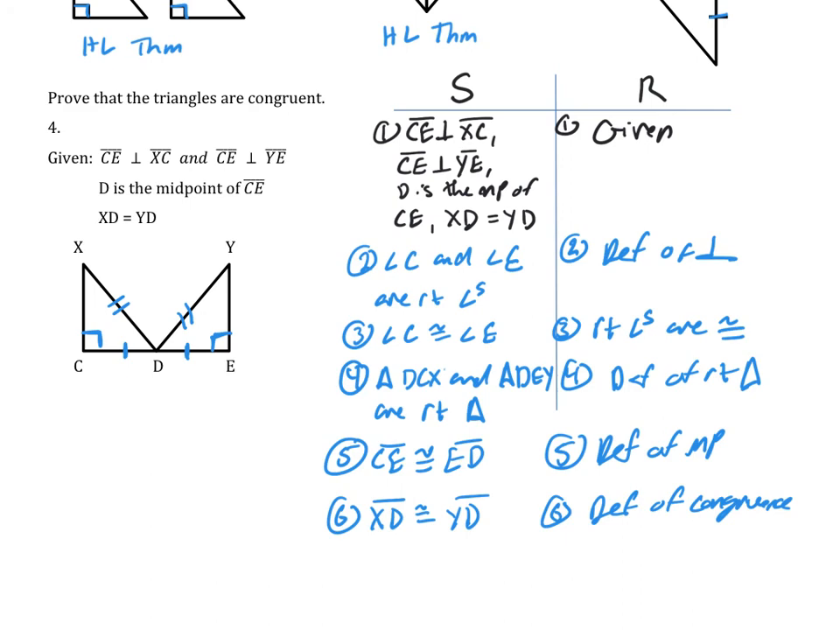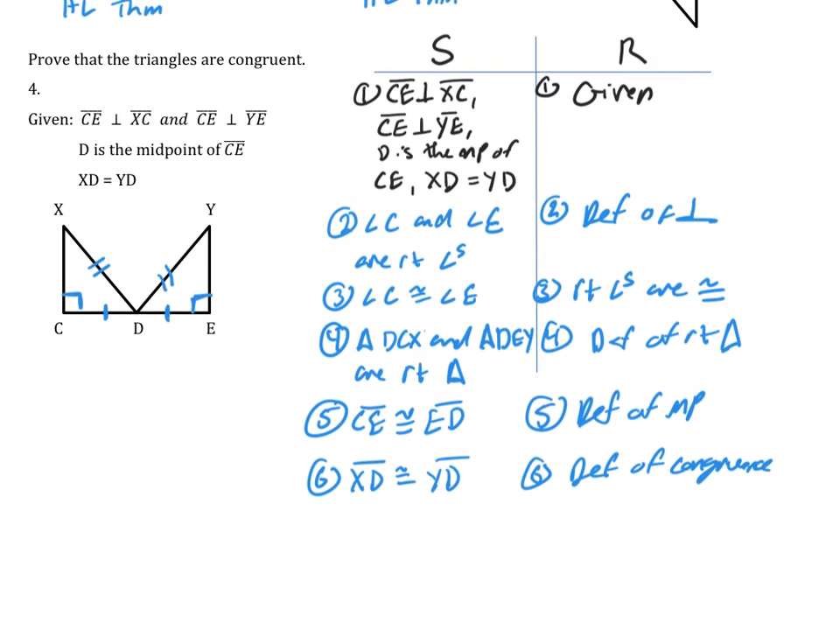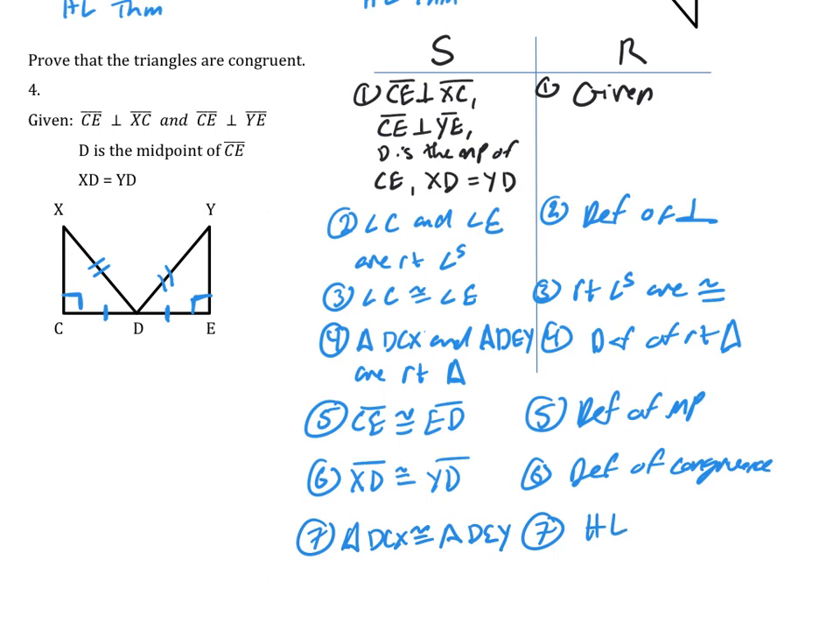So now I have officially given a valid reason for each of those marks on the triangle, which means I'm ready to say that they are in fact congruent. So triangle DCX is congruent to triangle DEY because of the hypotenuse leg theorem. All of our lines before were basically giving us justification for that hypotenuse leg theorem.